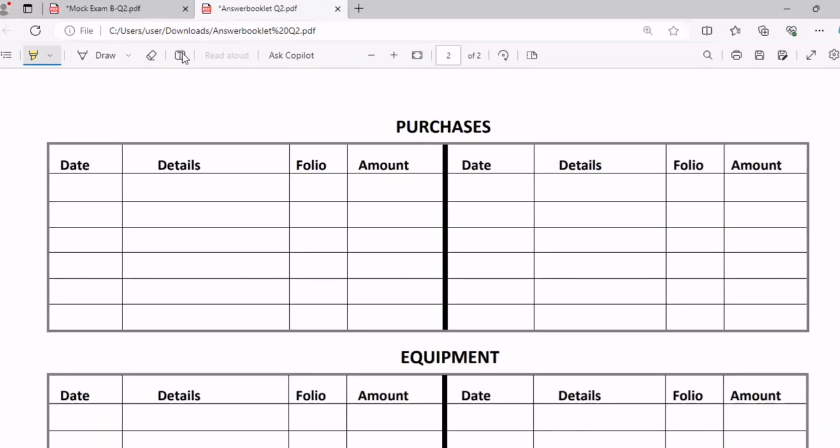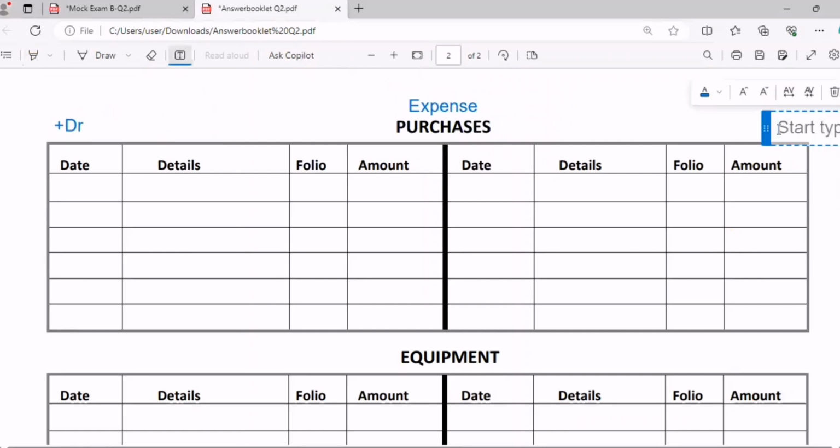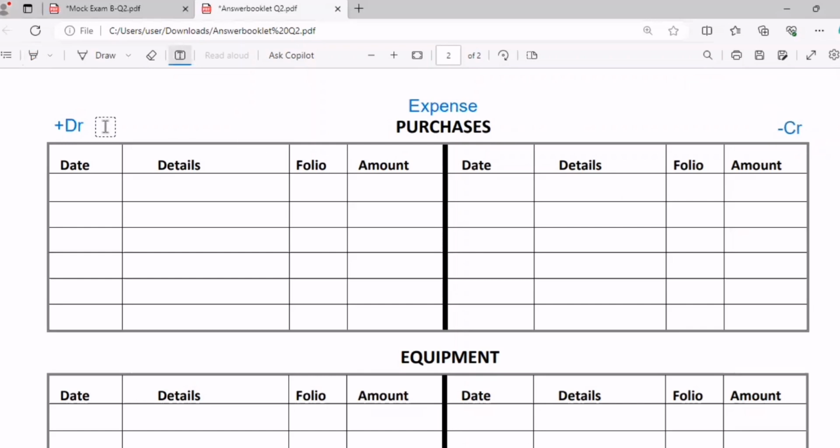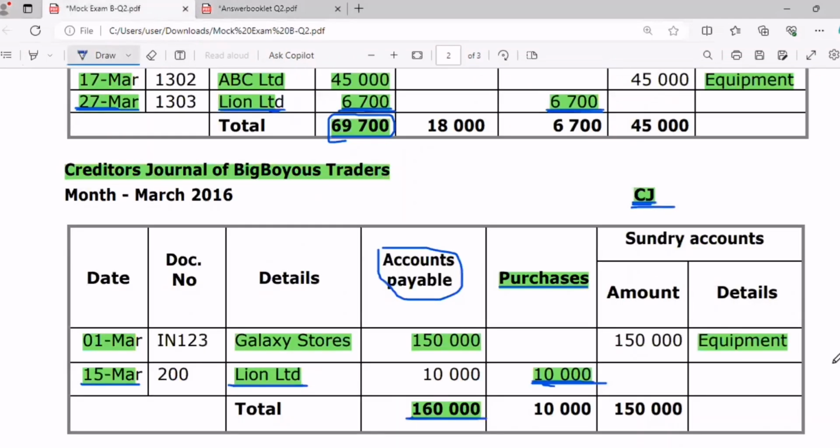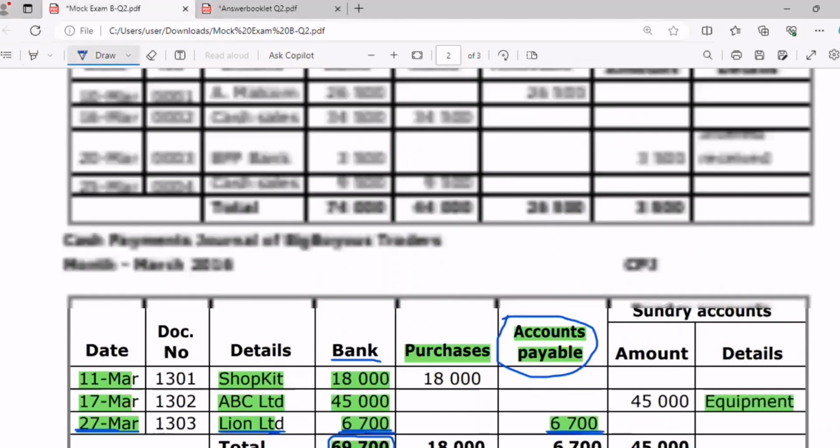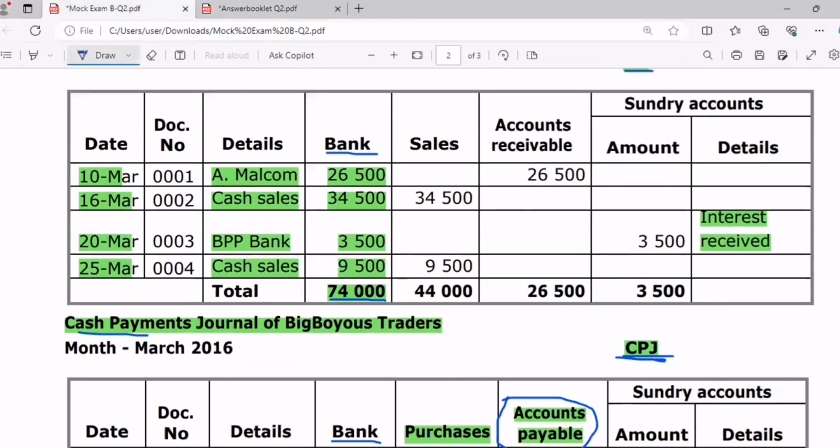So guys, this one is an expense account, and all expenses increase on the debit side and decrease on the credit side. So expenses, they've got debit balance, so they are positive on the debit side. So every time we make purchases, we're gonna show that on the debit side. So now, do we have purchases that were made during the month of March?